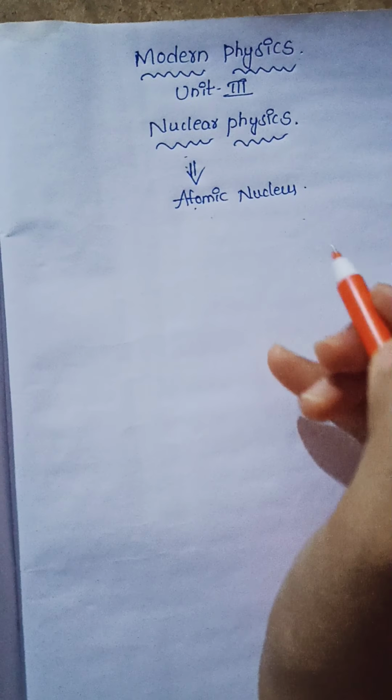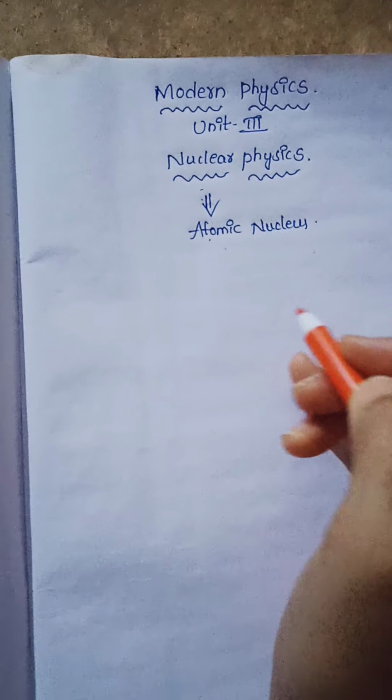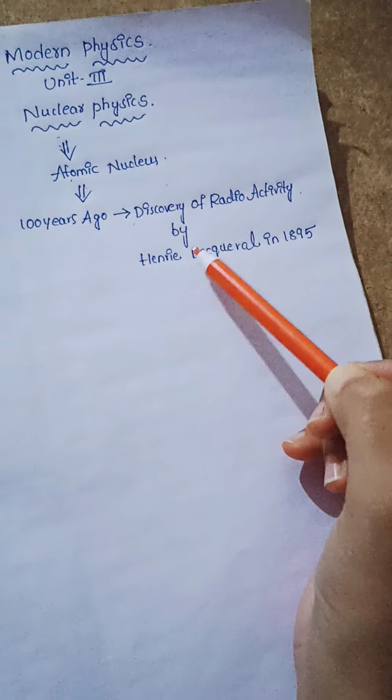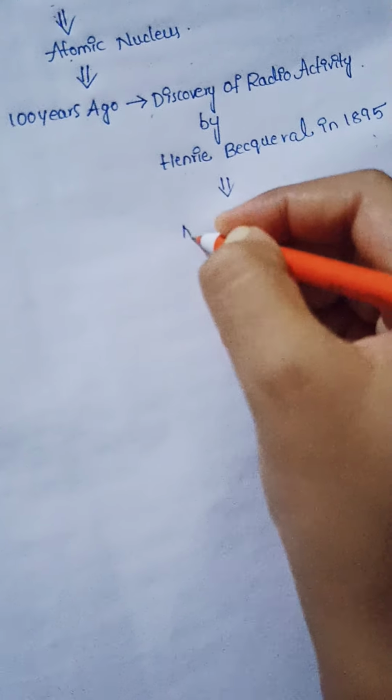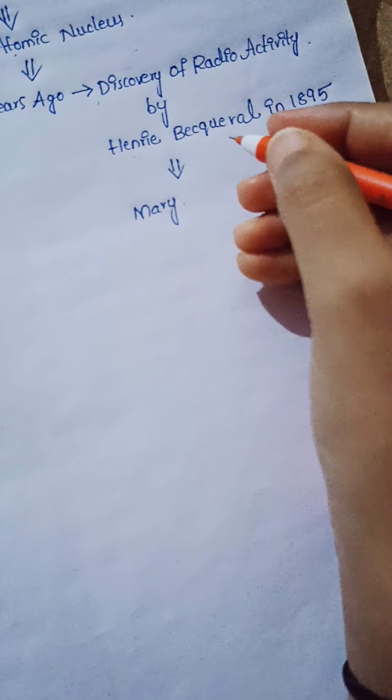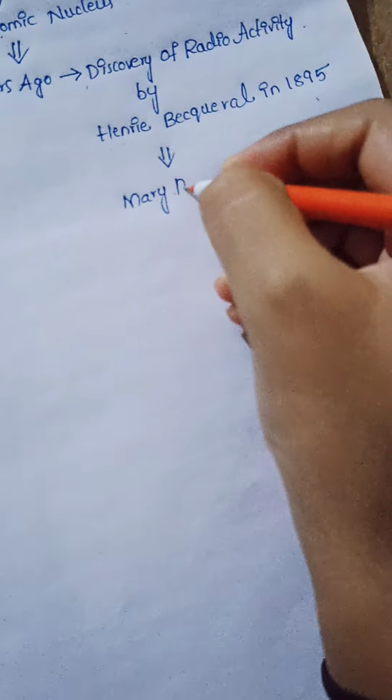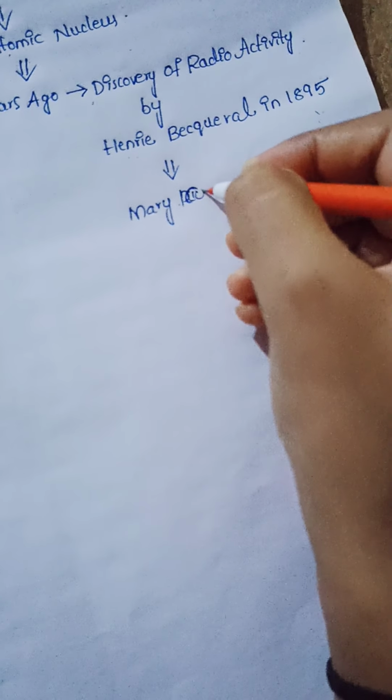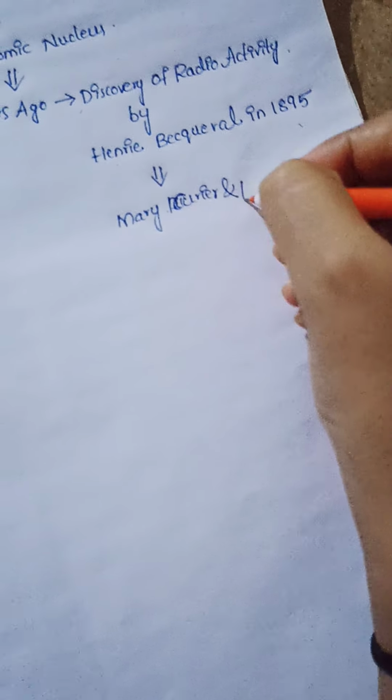It was discovered by different scientists around 100 years ago, when very historic discoveries took place. For example, the discovery of radioactivity by Henry Becquerel in the year 1895, and a lot of discoveries were made by Marie Curie. Already we know this name: she got the Nobel Prize in physics as well as in chemistry. Marie Curie, and her husband's name was Pierre Curie.